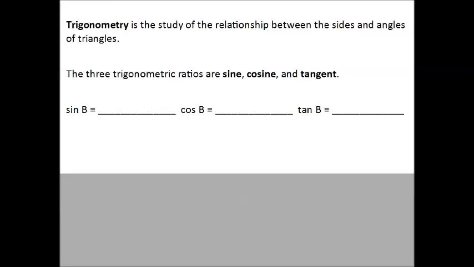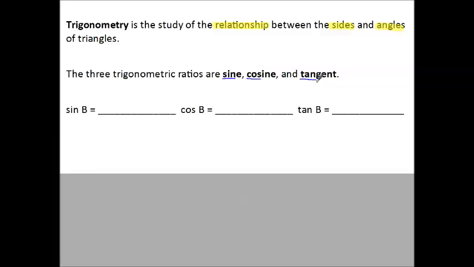Trigonometry is the study of the relationship between the sides and angles of triangles. The three trigonometric ratios that we use the most are called sine, cosine, and tangent. And we abbreviate all three of them using the first three letters of each word. But even if we see the abbreviations, we still call them by their full names: sine, cosine, and tangent.